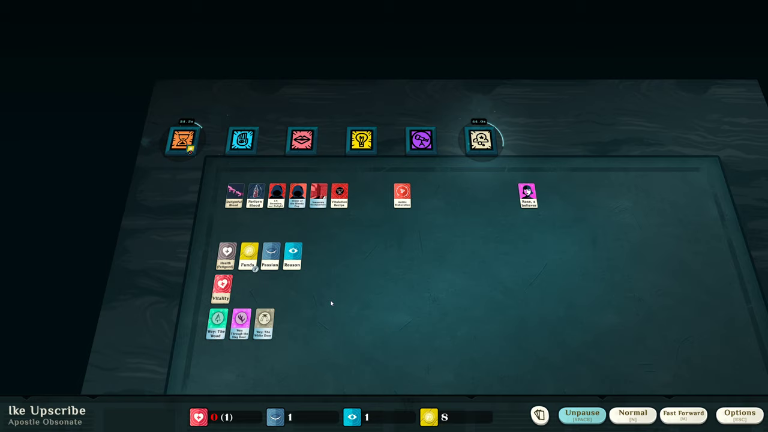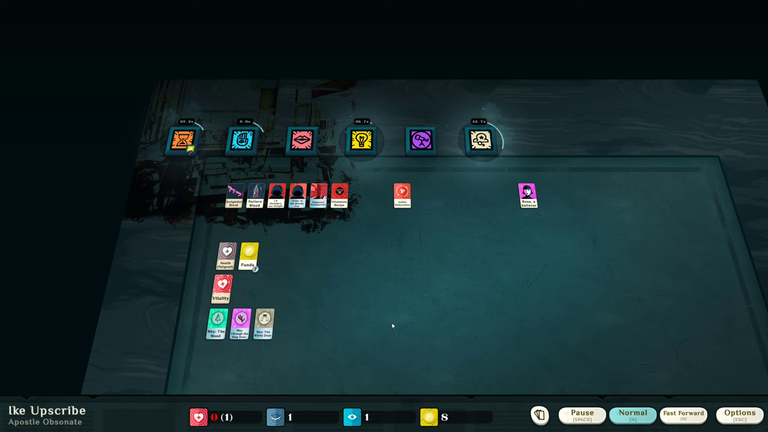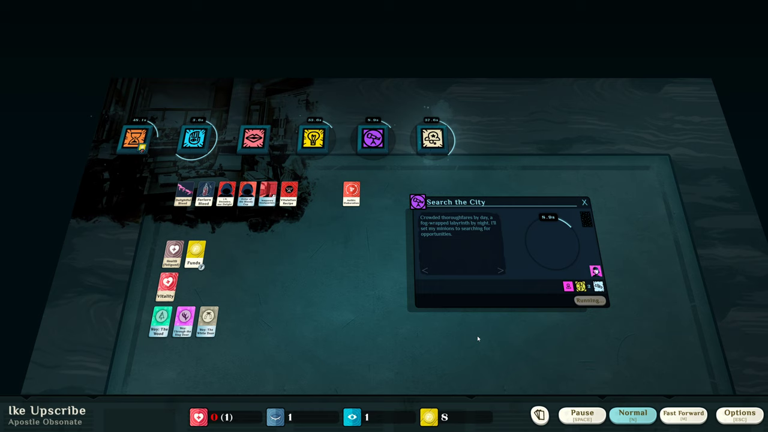I could perhaps try pursuing painting. Maybe what I'll do here is I'll read sentimental literature to get my glimmering up, and here I'm going to try and find some clerical work to tide me over in the meantime. Find work which will spare my body, if not my mind. And of course, we could send Rose to search the city and find some other locations. Crowded thoroughfares by day, a fog-wrapped labyrinth by night. I'll set my minions to searching for opportunities.